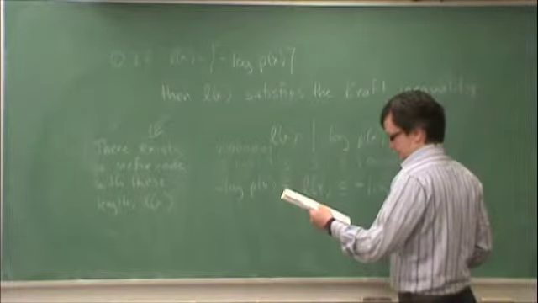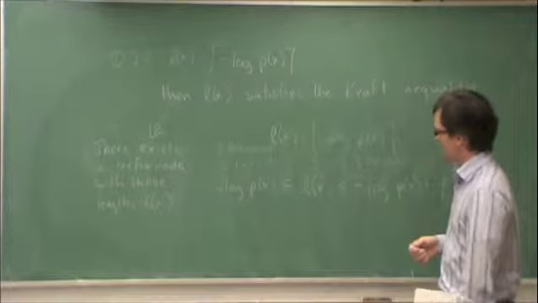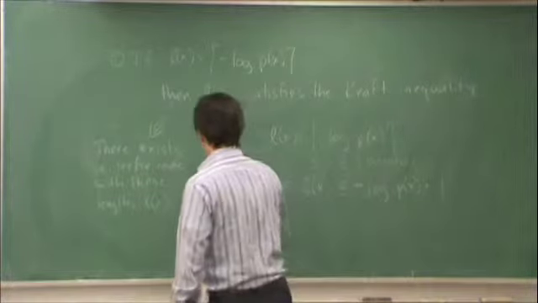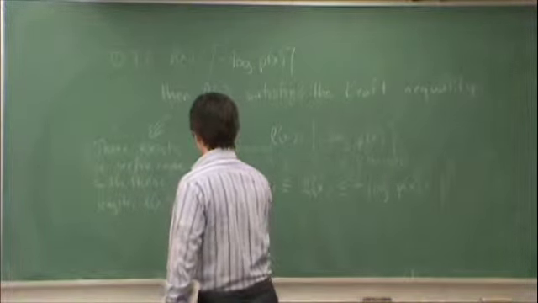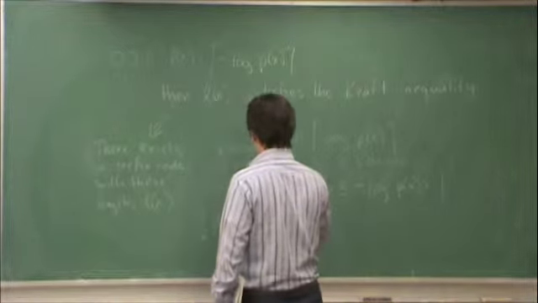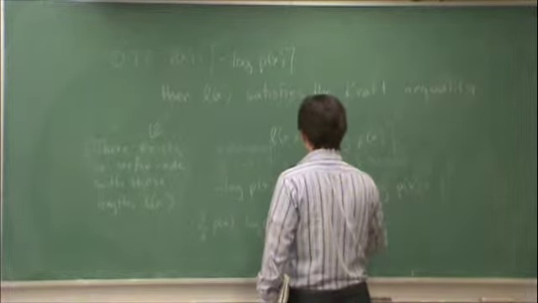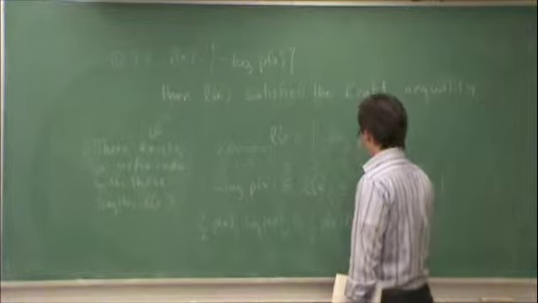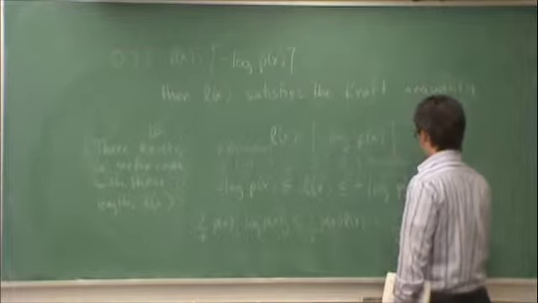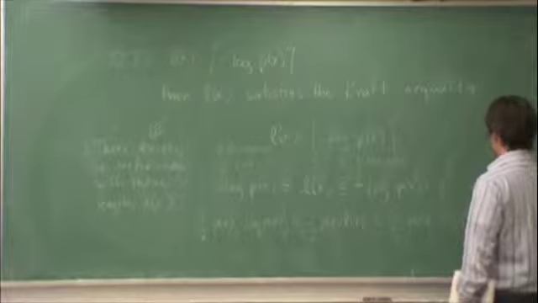Per length, that is. If I take the expectation throughout this expression, I can write this: sum over x, p of x times minus log p of x, is less than or equal to the sum over x, p of x, L of x, which is less than or equal to the sum over x, p of x times minus log p of x plus 1.